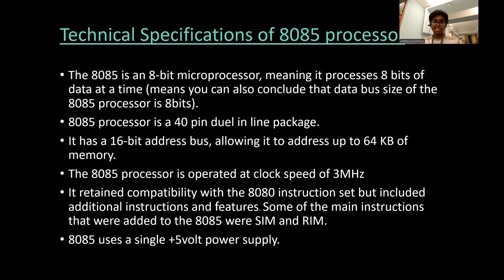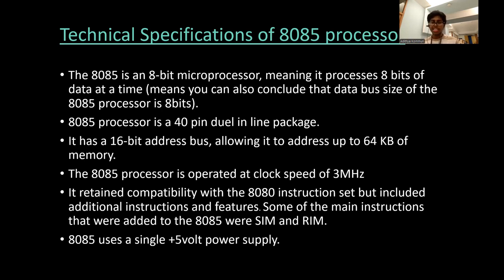It has a 16-bit address bus, allowing it to address up to 64 KB. Now, how did we arrive at the 64 KB number here? Let's look into some of the math. With a 16-bit address bus, it could access up to 2 to the power 16 address locations. Now, 2 to the power 16 could be written as 2 to the power 6 times 2 to the power 10. 2 to the power 10 is nothing but KB, and 2 to the power 6 is 64. So, 64 KB. And the 8085 processor operates at a clock speed of 3 megahertz.